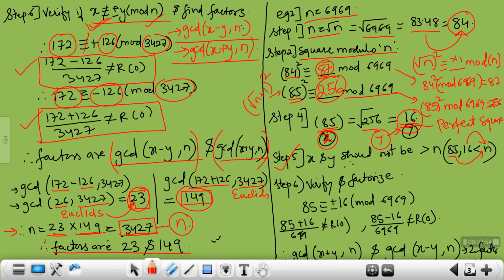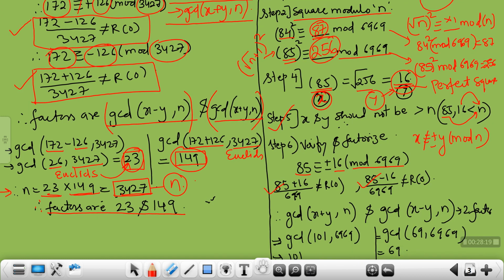How do we verify now? Your x should not be congruent to plus or minus y mod n. So the same thing I am doing over here. 85 is the x value, plus or minus y is 16, and this is mod of 6969, which is n. When I do it for negative, I don't get the remainder as 0. Neither when I do it for the positive number do I get the remainder as 0. That means I am satisfying the equation.